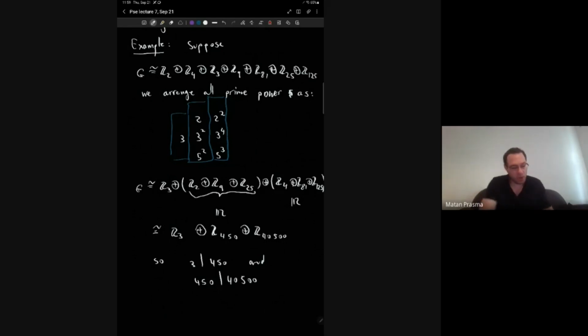Okay, so what we did here is we decomposed G into a product of cyclic groups, and the order of each of the cyclic groups divides the order of the next one. And what I did in this example can always be done. It only depends on the way I arrange the table of prime powers. So this can always be done.